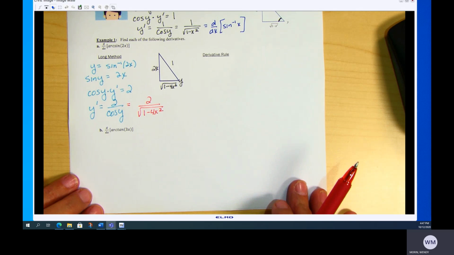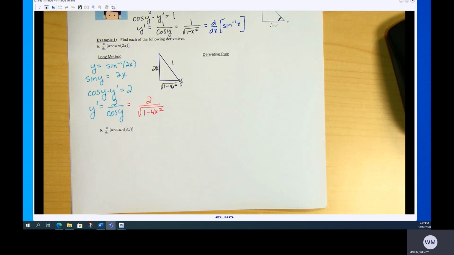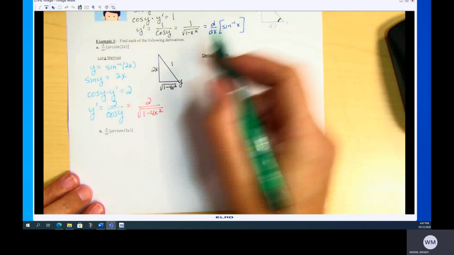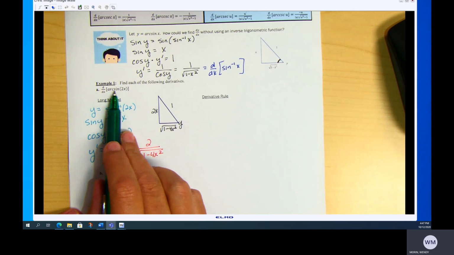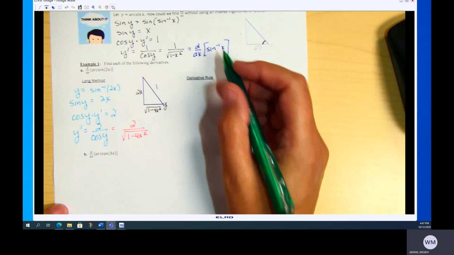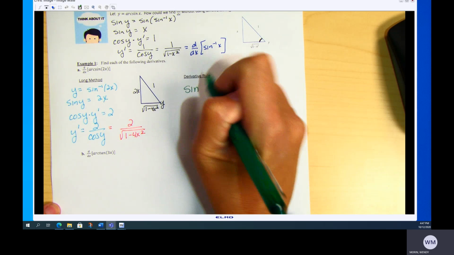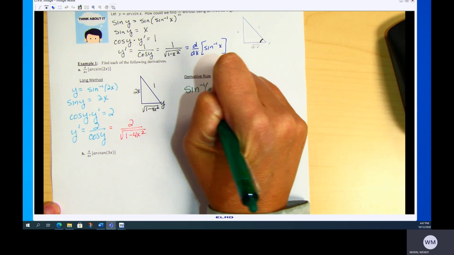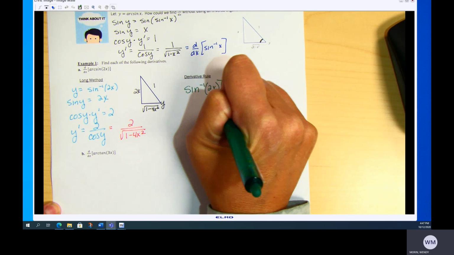Okay? But let's use the derivative rule instead. Okay, let's use the derivative rule. So if we're going to take the derivative of arc sine of 2x, again, here's the notation: the derivative of the inverse.